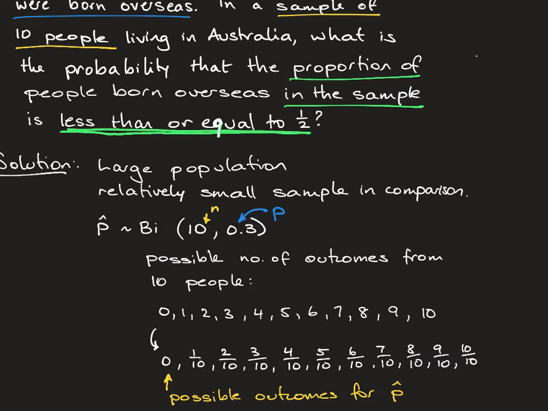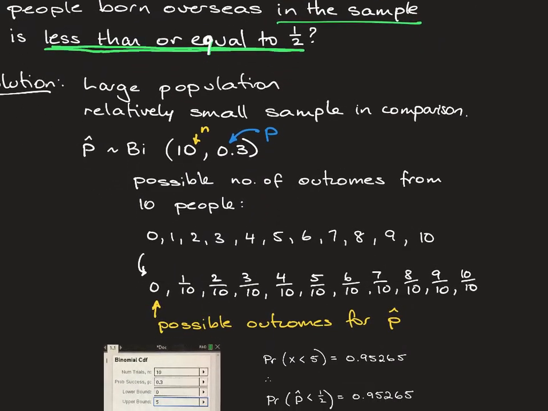And then we can identify the x values that give us our p hat values of less than or equal to a half. So all of these p hat values here are all less than or equal to a half, and the corresponding x values are these x values. So what we're doing is we're turning our proportion into a number of particular outcomes in the sample.